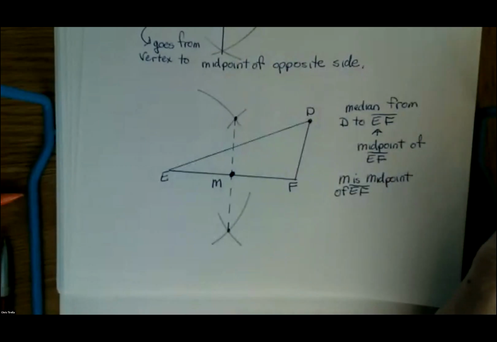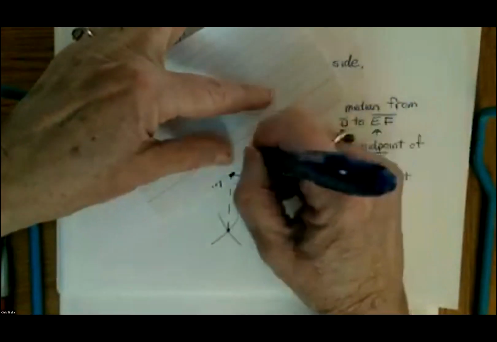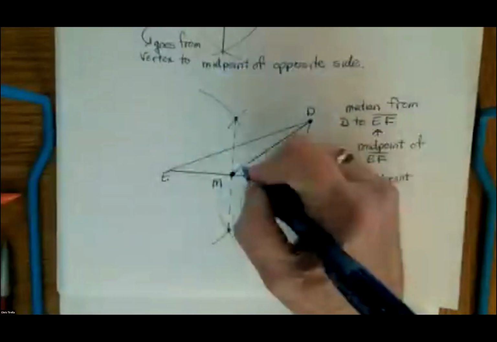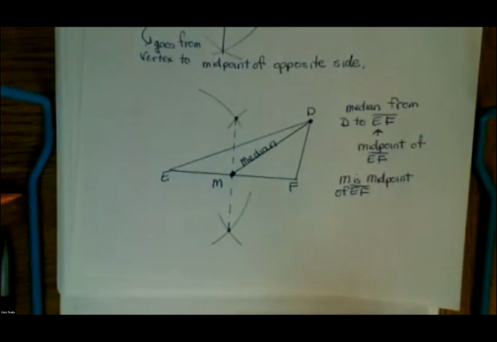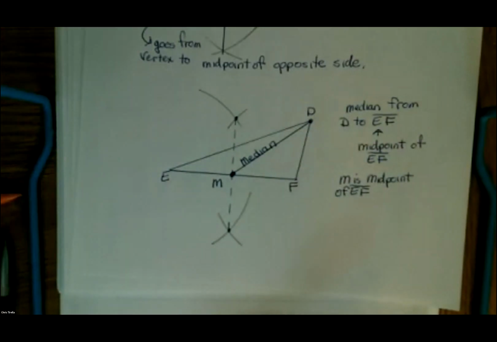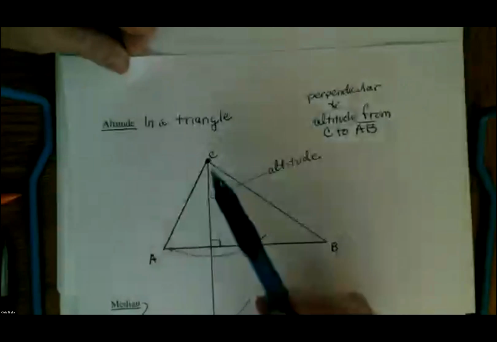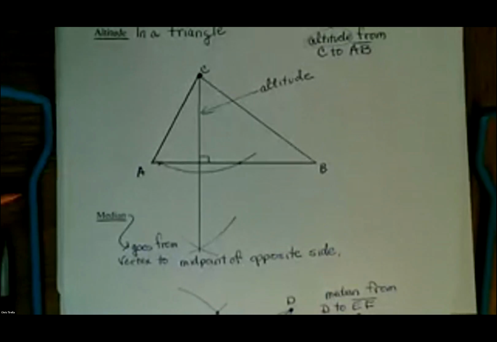And so I did all that work to get the midpoint. Now for the median, I have to connect that midpoint to that opposite vertex. And so this line here is my median. And so do you see how we use that midpoint construction to draw the median? And with this other one, we use the construction for a perpendicular from a point off the line, which is all that an altitude is.